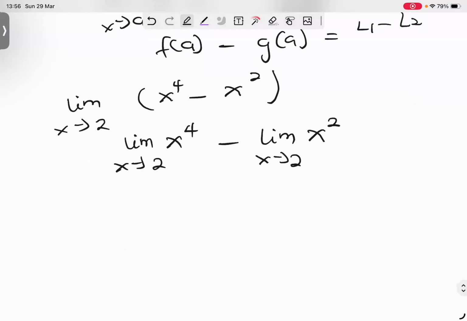In a limit, wherever we see x, we are going to put the 2 there. So from the first, we have 2 raised to the power 4 minus, from the second, we have 2 raised to the power 2. 2 raised to the power 4 will be 16, minus 2 raised to the power 2, that will be 4, and this is equal to 12.